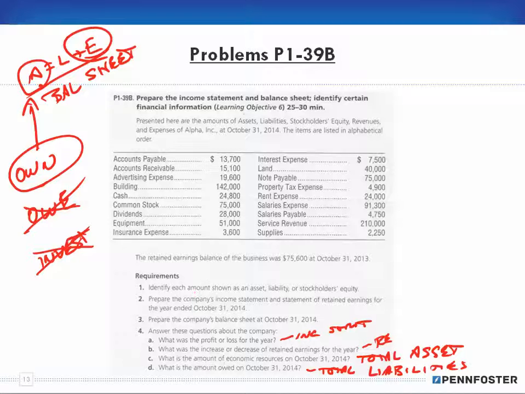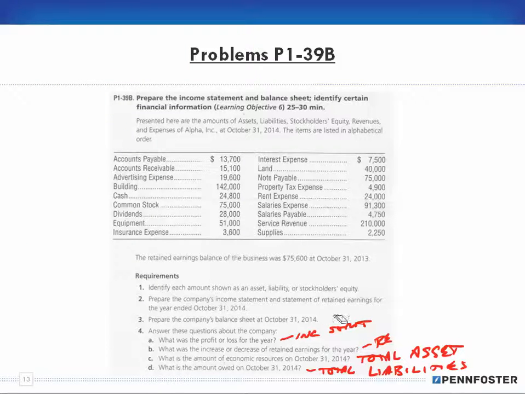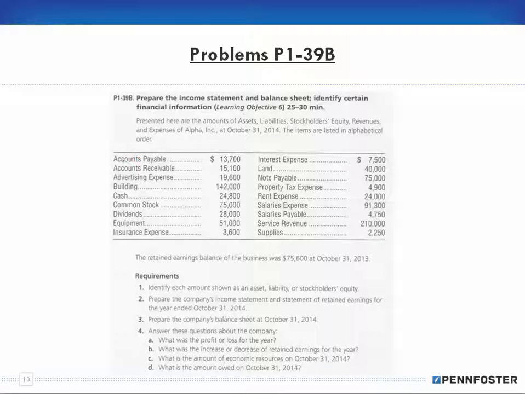So we have to identify each amount as shown as an asset, a liability, equity, revenue, or an equity account. So let me erase all of this. All right, so accounts payable. Whenever you see payable, immediately you think something we owe, which is a liability. Receivable is something that's owed to us, so that's an asset. It's something we own. Advertising expense, an expense again is on the income statement, which gets closed out to retained earnings, so that's equity. Building is something we own, so that's an asset.